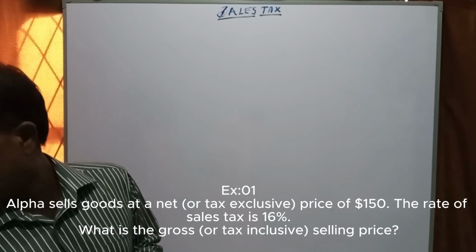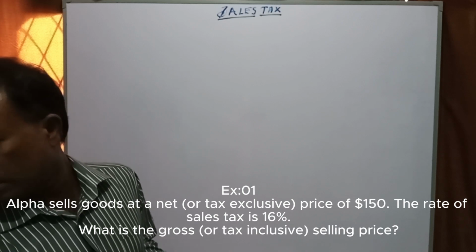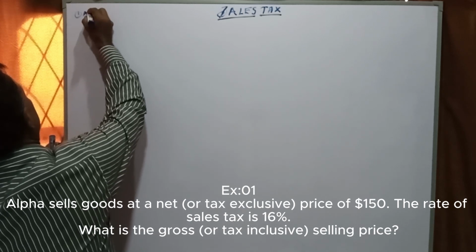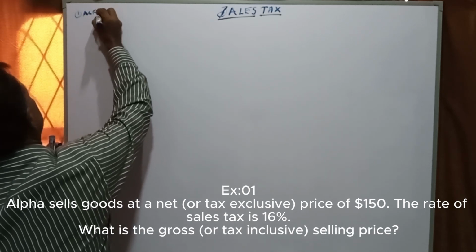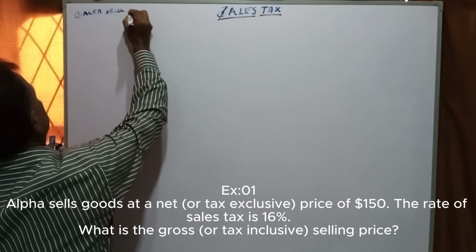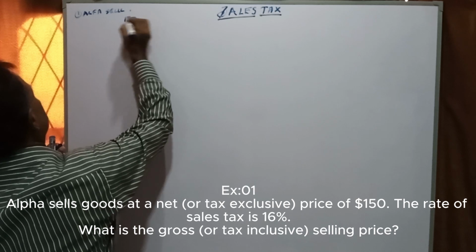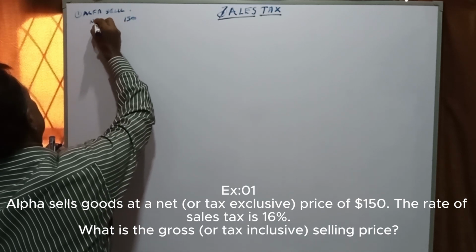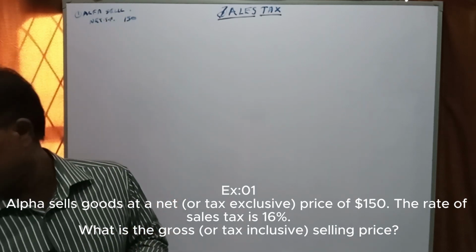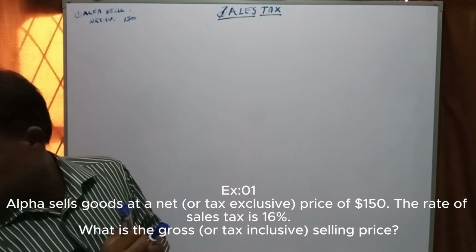In this exercise, Alpha sells goods at a net selling price of 150 rupees. The rate of sales tax is 16%.